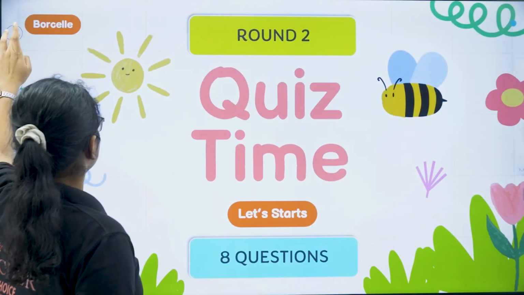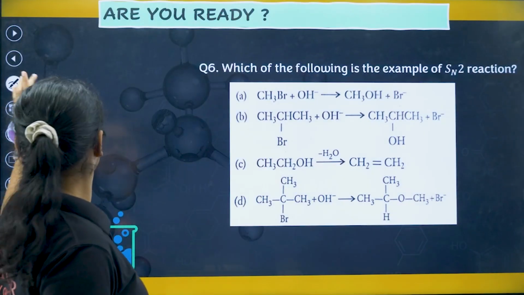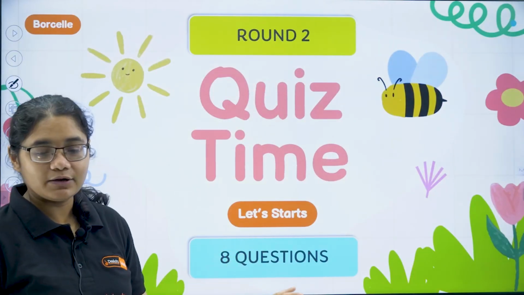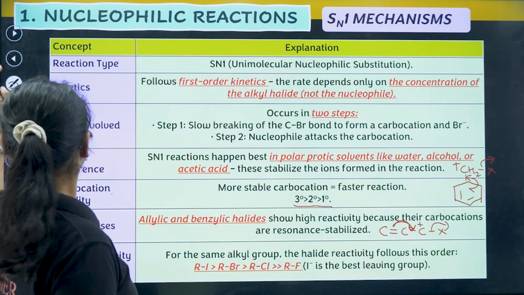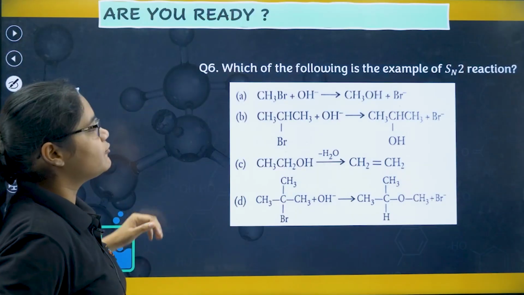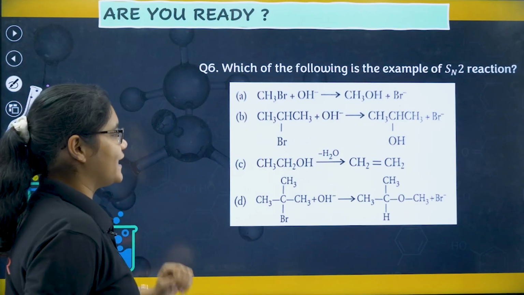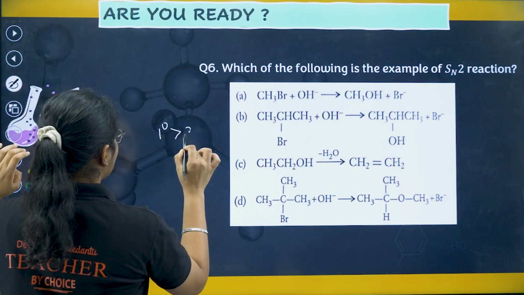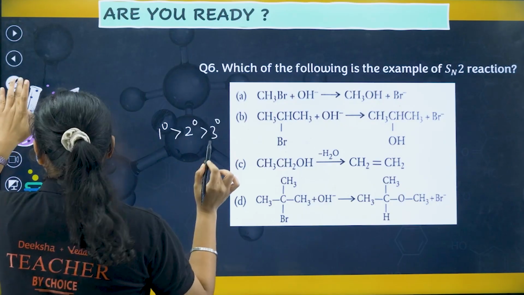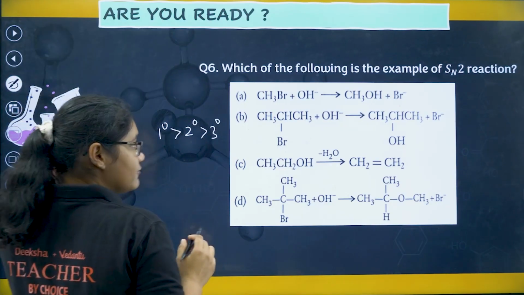Okay, so now we'll do certain quizzes here. So we have how many questions? We have almost 8 questions here. Let's do it quickly. So the first one is, which of the following is an example of an SN2 reaction? In an SN2 reaction, what should be the order? 1 degree, 2 degree and 3 degree, right?